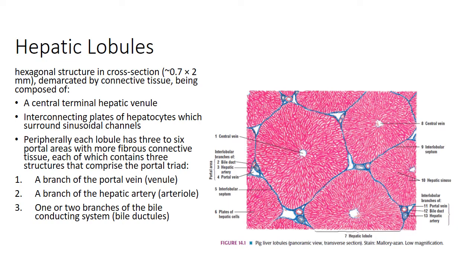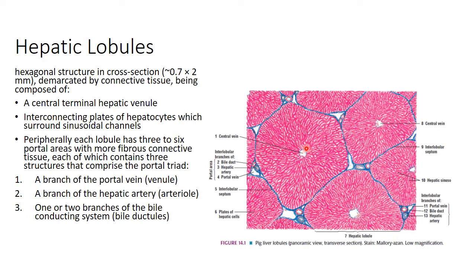So as we said earlier, the liver is surrounded with a very thin capsule. This capsule sends septa, connective tissue septa, to the inside of the organ, dividing it into lobes and lobules. Each liver lobule, as we can see here from the photo, is a hexagonal structure demarcated by connective tissue, and it is formed mainly of a central vein in the center of the lobule. The central vein, which is the central terminal hepatic venule, will collect blood from the sinusoidal capillaries of the liver and pass it to the hepatic vein.